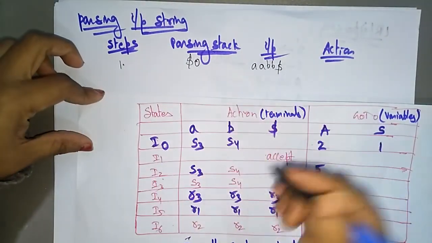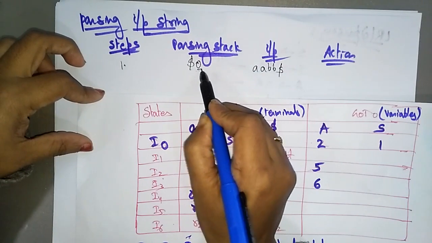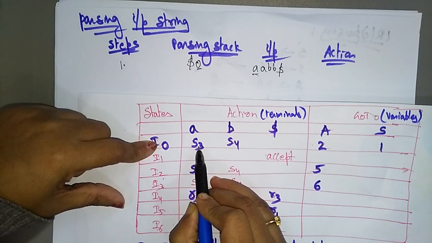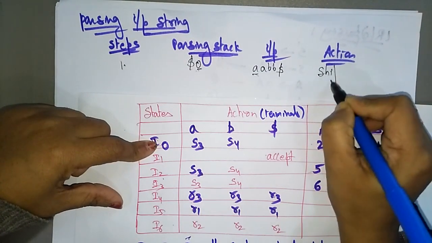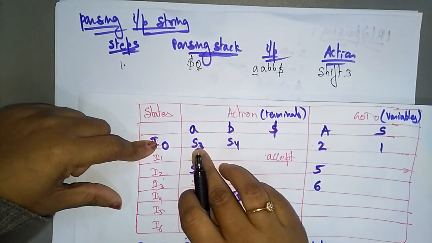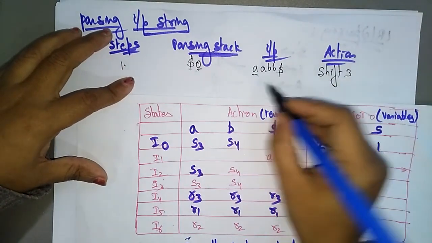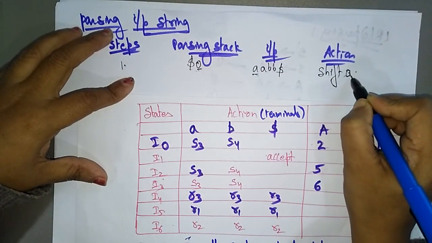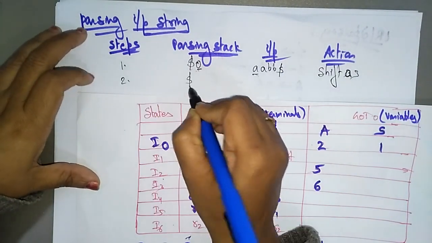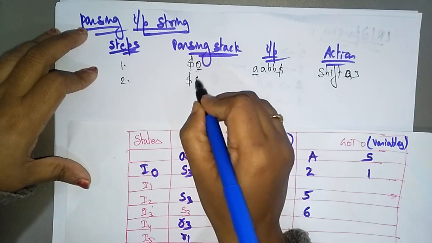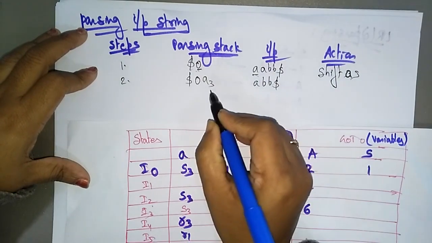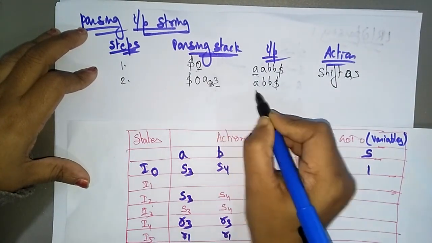Okay, so now check in the parsing table. First 0 and A. So I0 and A, what is there? S3. That is shift. S means shift. So S3 means shift 3. Just write shift 3 as well as A, so write A3. Shift A3. So $0 A3 ABB$.